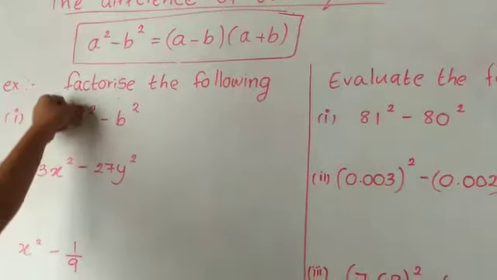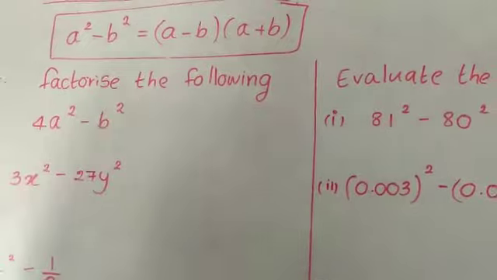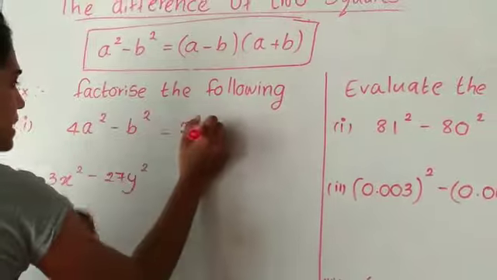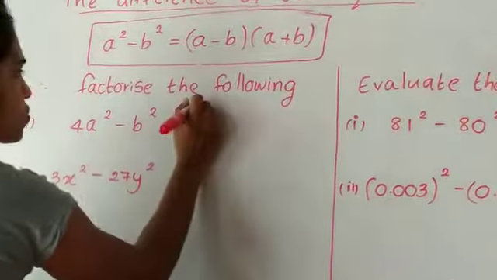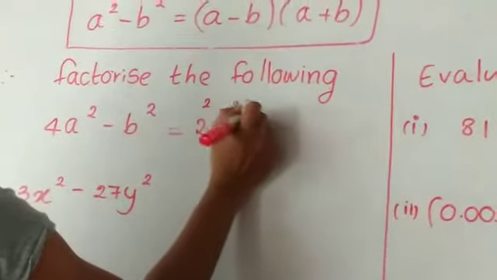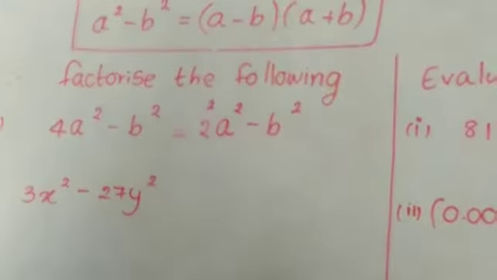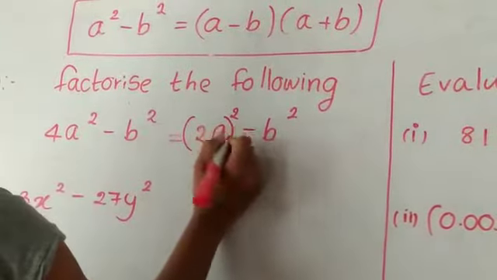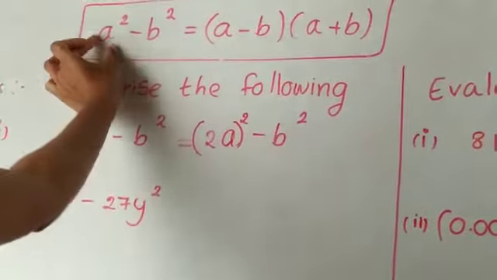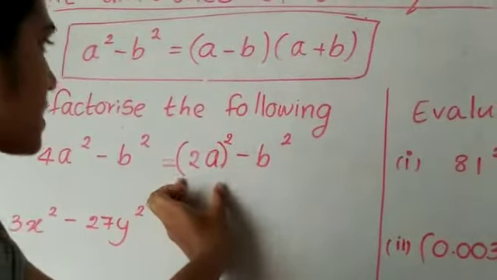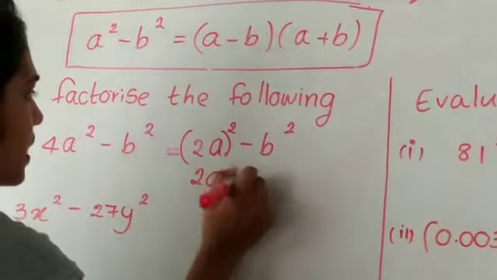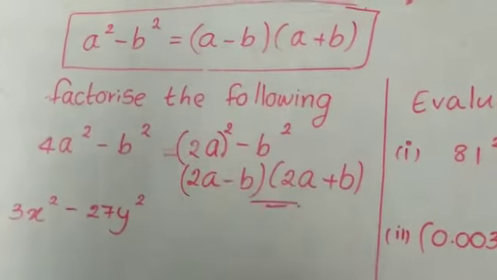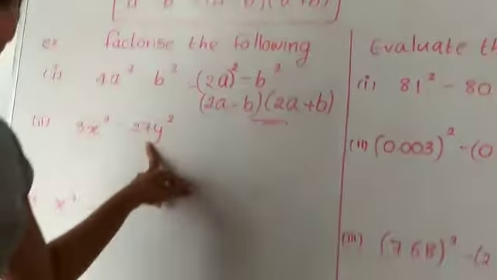A has the power 2, so it's a square number. B is a square number. What about 4? I can form it as a square number: I can rewrite this as 2a, since 2 to the power 2 is 4. So a squared minus b squared, I will rewrite this as whole thing squared. So now it's the difference between two squares, a squared minus b squared. I can write it as 2a minus b, 2a plus b. Now we will move on to the next example.